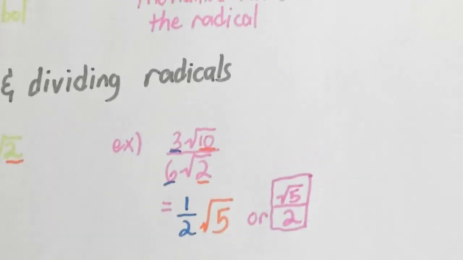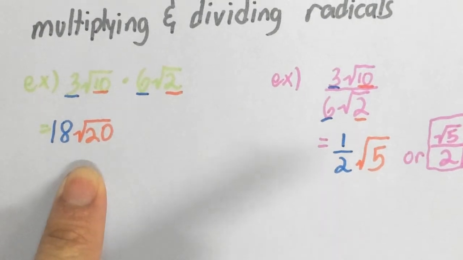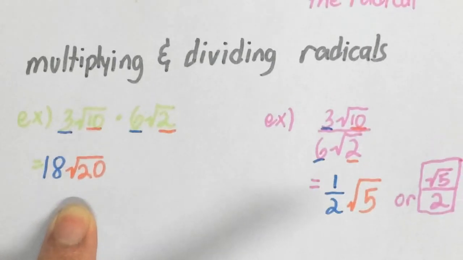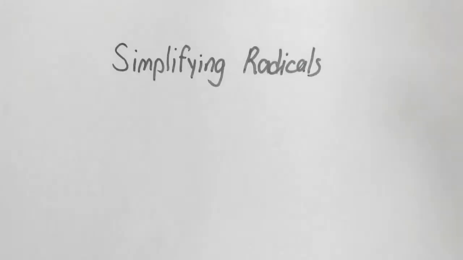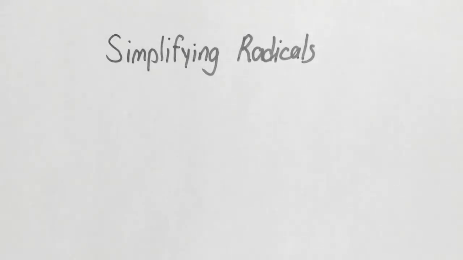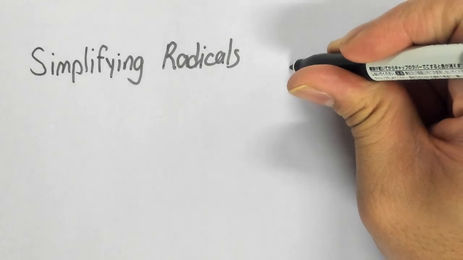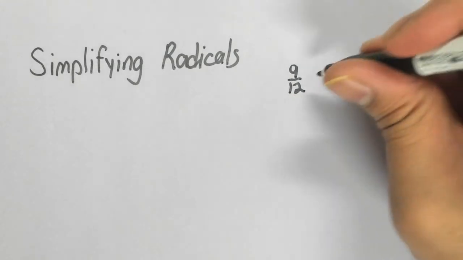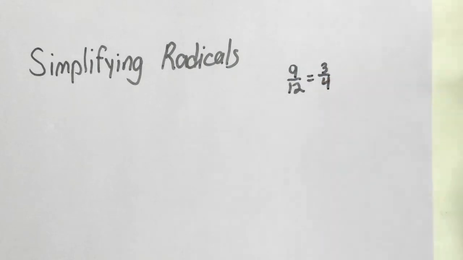So next up, let's go over simplifying radicals. Over here I said 18 square root 20 is not done. Something special happens here with this square root 20. So what we do here is what we call simplifying radicals. The idea behind simplifying radicals is similar to simplifying fractions. Off here to the side, if I say 9 over 12, normally we don't leave the answer as 9 over 12. We say we reduce or we simplify that into 3/4.